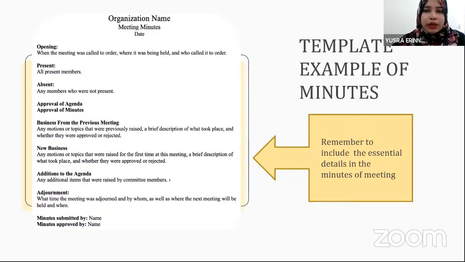Okay, and of course, because this is a minutes of meeting report, you need to sign your name. Minutes submitted by, and then minutes approved by whom. So you need to remember to always include the essential details in the minutes of meeting.